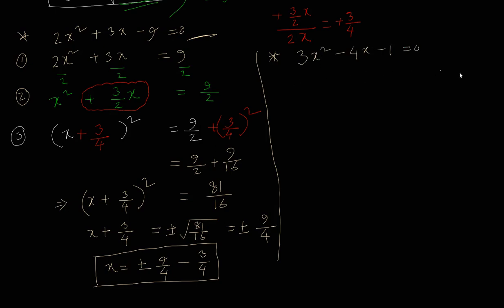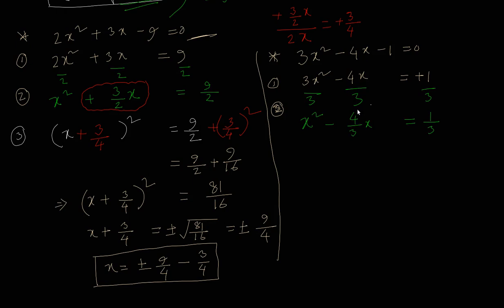So step number one, as you know, I'm going to take the constant term to the right hand side, so it will be positive 1, and I'm going to write the other 2 terms as they are. That is my step number 1. In step number 2, I need to make sure that my x square is alone. So I'm going to divide everything by 3. So I am left with x square minus 4 over 3x equals 1 over 3.